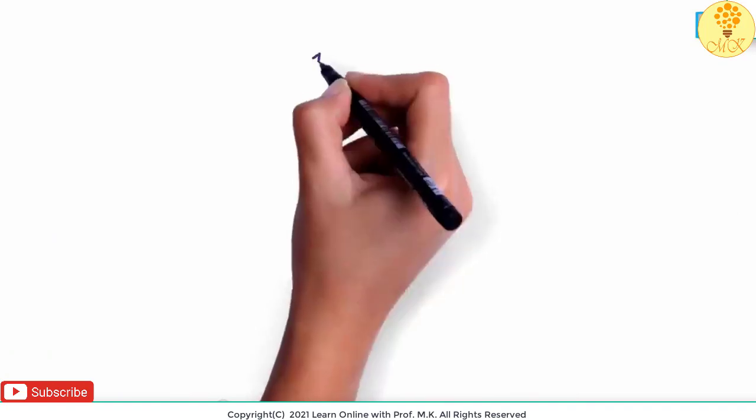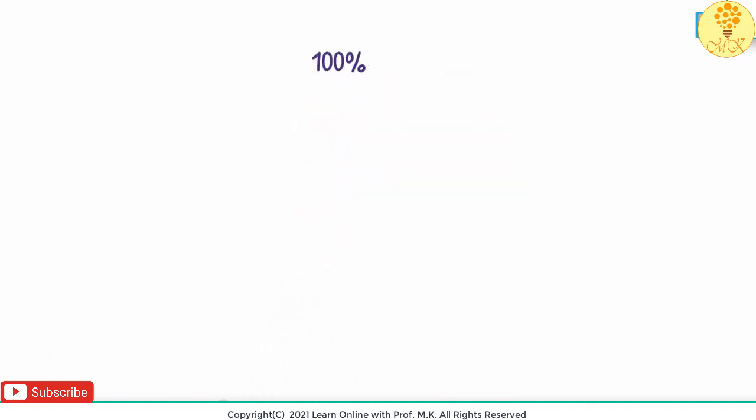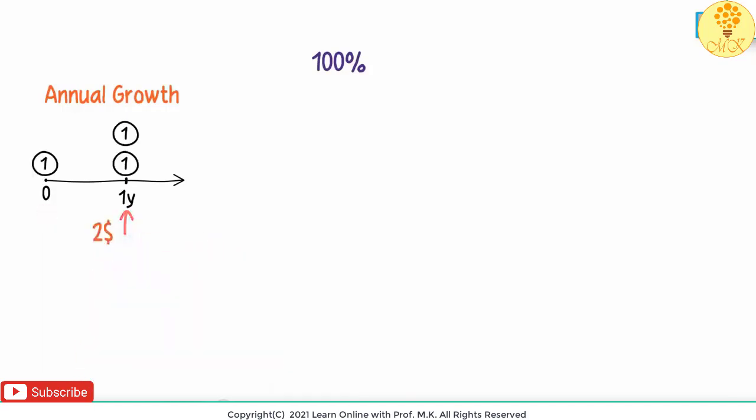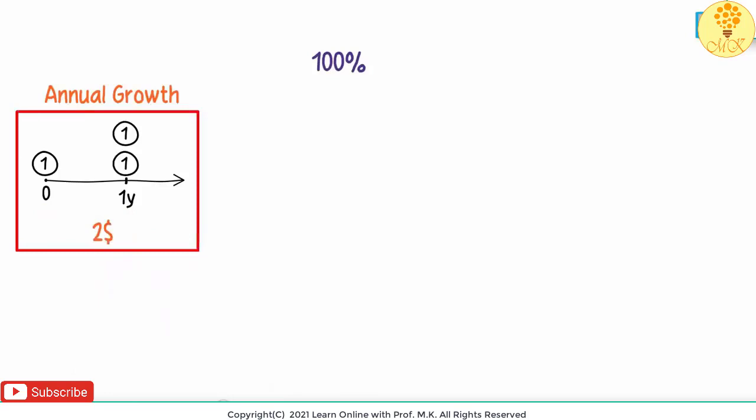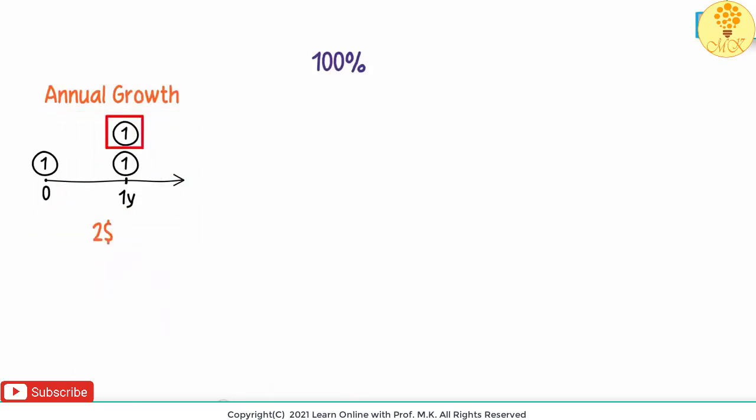We take the example of $1 growing over 1 year at a 100% growth rate. First, we look at the annual growth. Based on what we saw, at time 0, we would have $1. And at the end of the year, we will have $2. This doesn't seem right because all the interest cannot appear on the last day.